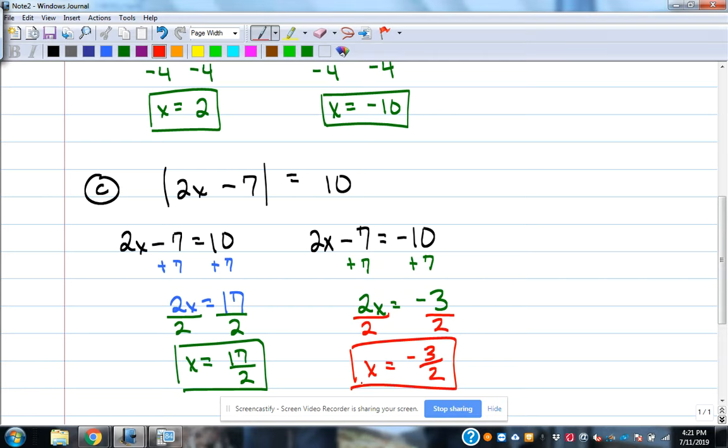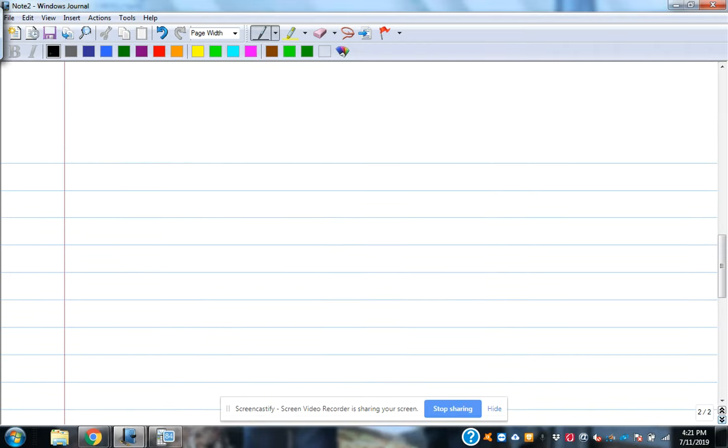And then if we plugged those into this original problem, 17 over 2 times 2 is 17. 17 minus 7 is 10. We know that's the right number. Negative 3 over 2 times 2 is negative 3, minus 7 is negative 10. We know that's the right number. It works for both of those. So we're going to get two answers for these absolute value equations. Let's get another one.